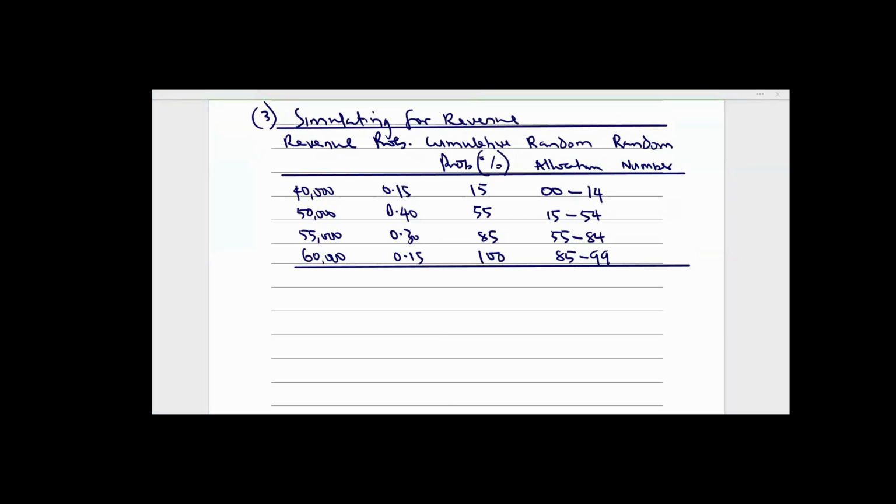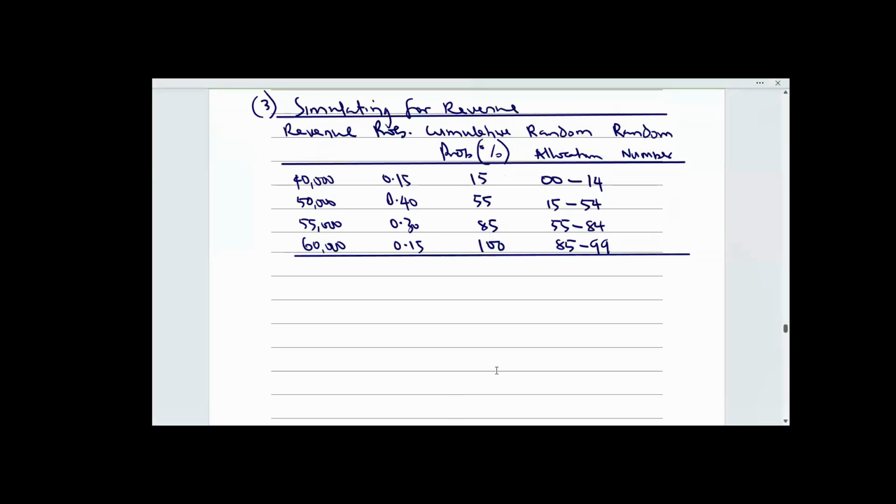20, 79. So 30, you look for it under your random allocation. Where does 30 lie? 30 will fall here. We also have 20. 20 will fall here. Then the last one is 79. 79 will fall in the third row. With this, we have simulated for revenue.